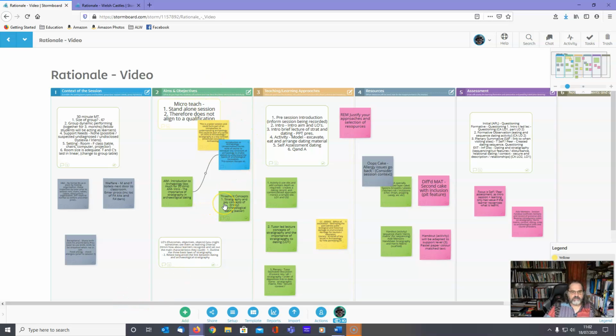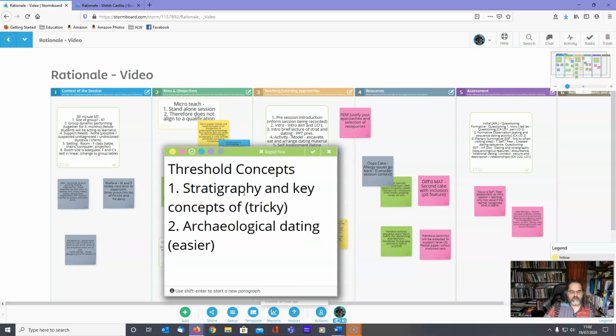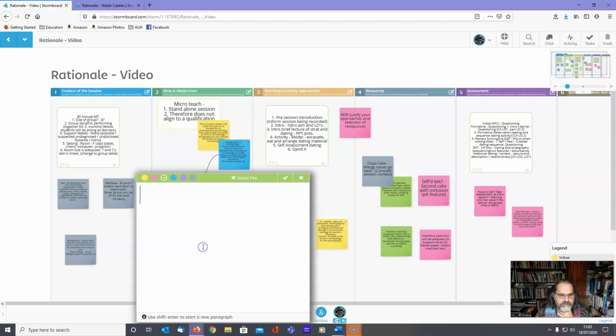Now I've made a little bit of a note here that now I've thought about the aim, there are some key threshold concepts to consider, which are stratigraphy and key concepts of stratigraphy, which is quite tricky, and archaeological dating, which at this kind of level is actually quite basic, so that's a lot easier. But those I need to pay attention to, because those are the key concepts that need to come out.